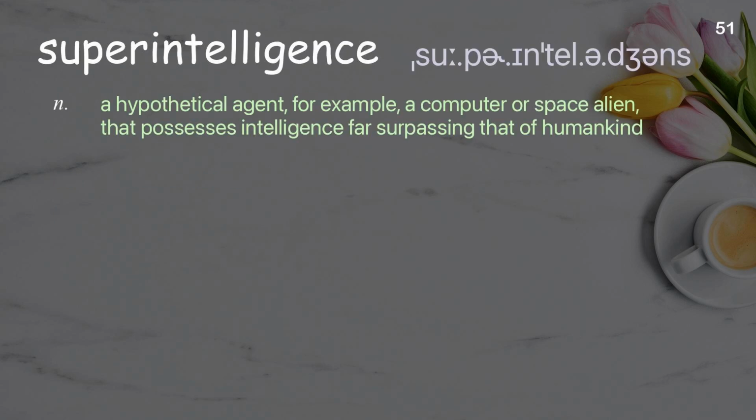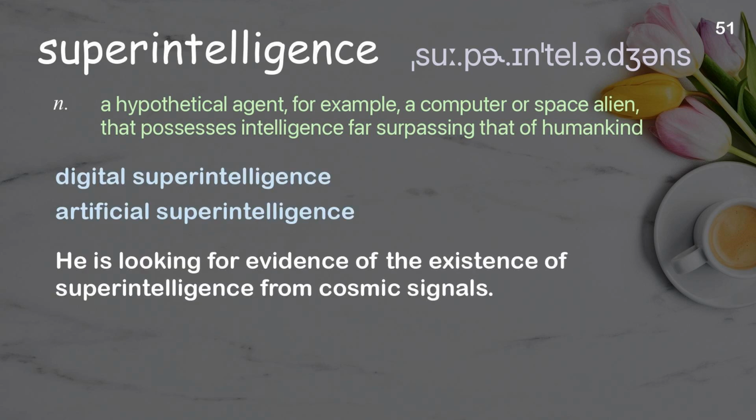Superintelligence. A hypothetical agent, for example, a computer or space alien, that possesses intelligence far surpassing that of humankind. Examples: digital superintelligence, artificial superintelligence. He is looking for evidence of the existence of superintelligence from cosmic signals.